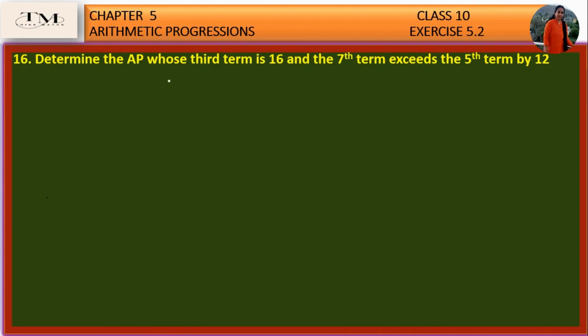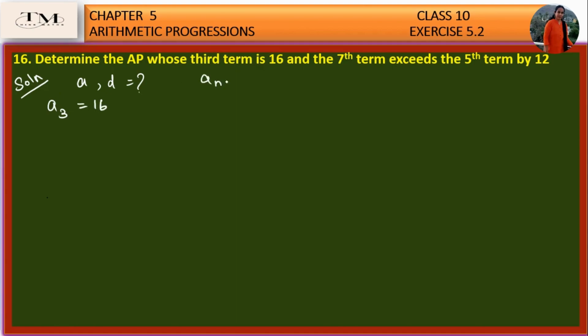Determine the AP whose third term is 16 and the seventh term exceeds the fifth term by 12. So, to find the AP, we need the first term and the common difference, that is, we need a and d. So we have to find out a and d using the hints given. What is given? Third term. So a3 is equal to 16.